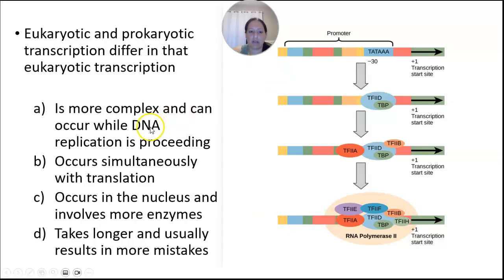So A is not correct because it says that transcription can occur while DNA replication is proceeding. That doesn't happen. B says this occurs simultaneously with translation. That can't happen in eukaryotes. That's true for prokaryotes, but not eukaryotes. And then D, it doesn't necessarily take longer. Sometimes it will. But the second part of this is really wrong. It results in more mistakes. Not necessarily. RNA polymerase is pretty efficient. Okay, so C would be the only one that makes real sense.